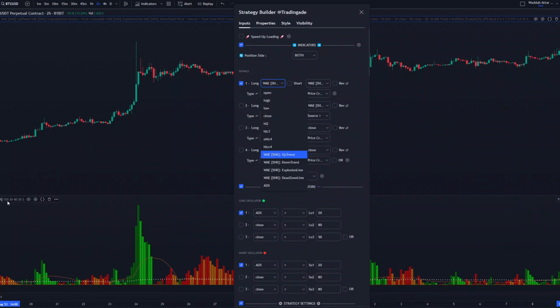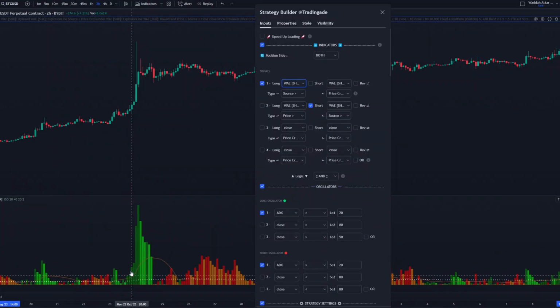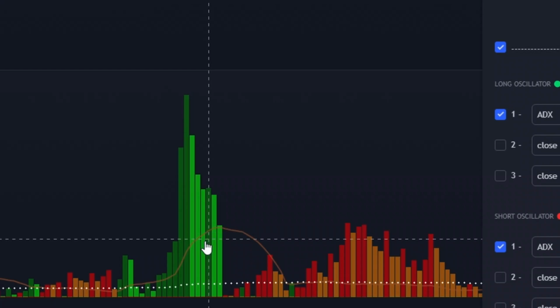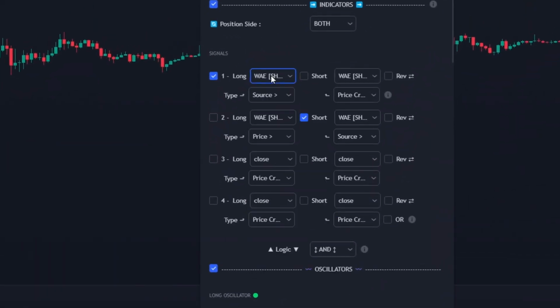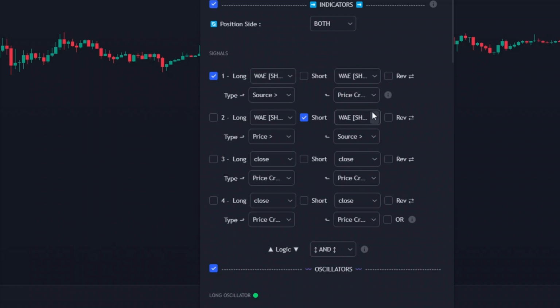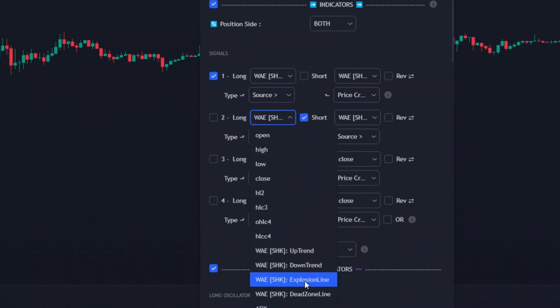Here we will select the uptrend, which basically means green histogram bars. We want to enter a long position whenever the green histogram bar is above the explosion line. We will select here the green histogram bar, source greater than the explosion line. Whereas for a short position, we want the red histogram bar to be above the explosion line.